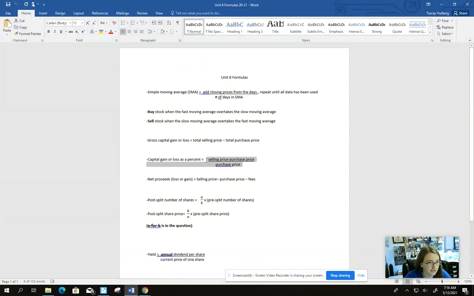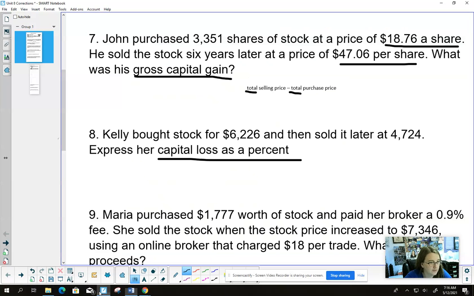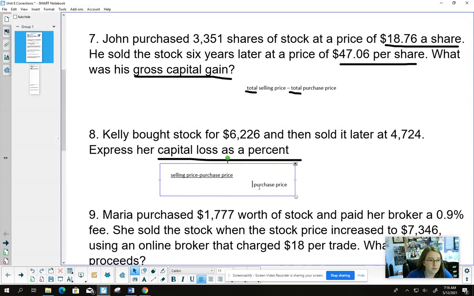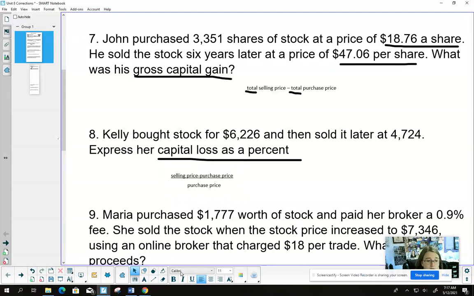Let me see if I can copy this correctly, if it'll let me do it. I think it might make it look weird. Yeah, it's a little weird. So you should have divided by the purchase price on bottom. That's selling price minus purchase price over the purchase price. Again, if you knew to use that formula, your mistake may have been jumbling up the numbers.